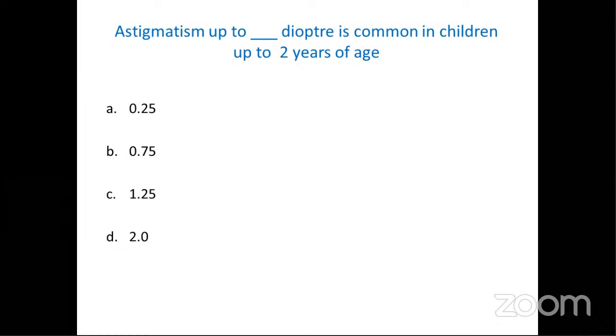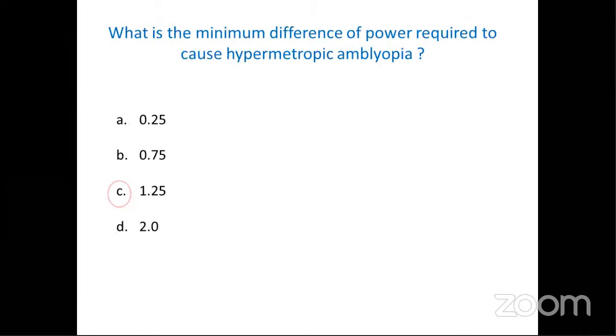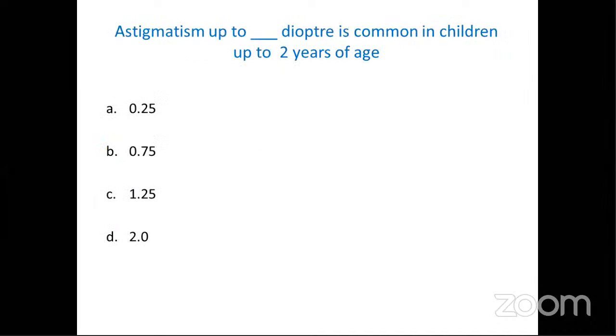The question is up to 2 years only. I'm not telling about more than 2 years. After 2 years of age, astigmatism can cause hypermetropia. So, what is the amount of astigmatism up to 2 years of age that is very common and will not cause amblyopia in most of the cases? The answer is up to 2 diopter, with the rule astigmatism, because the eyelids are tight and the cornea is not developed properly. The cornea attains its adult structure by the age of 2 years.